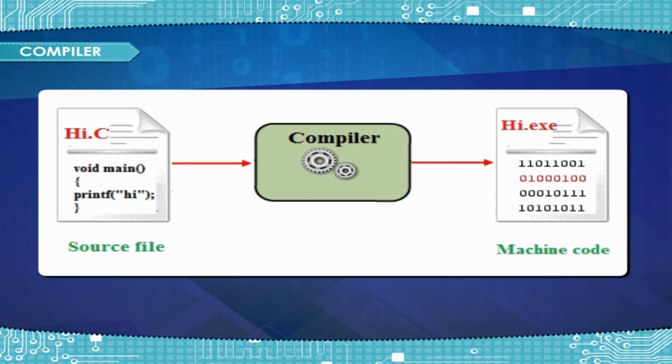Compiler. A compiler is a translator program that converts the whole HLL source program into object code, machine program code, at once, and also generates a list of errors and shows it to the user.